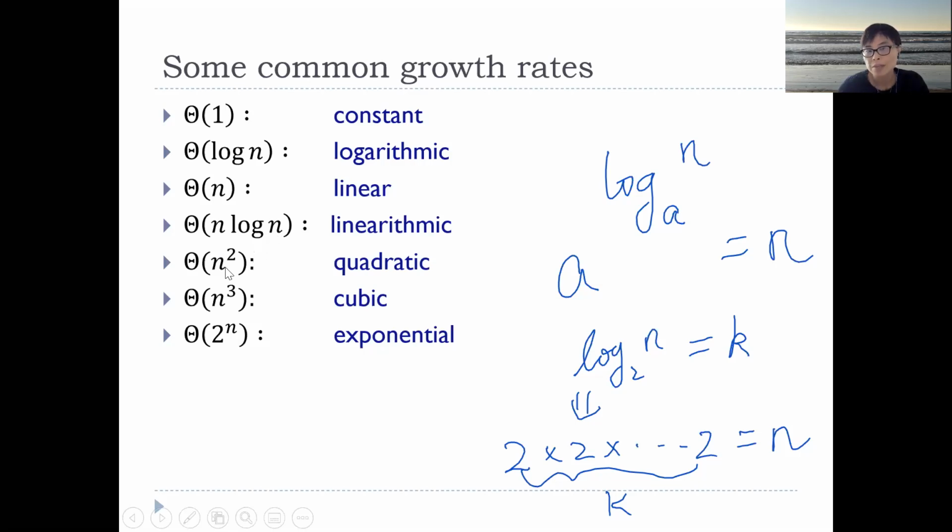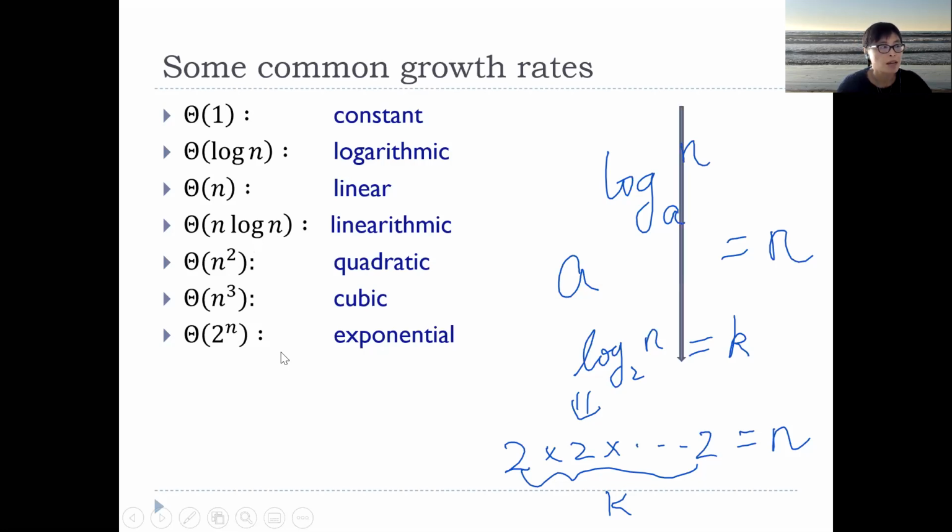A quadratic algorithm is n squared, and if the time complexity is on the order of n cubed, that's a cubic algorithm. And you can have a very inefficient algorithm, like the one we saw last time, a naive algorithm to tackle the clustering problem that takes exponential running time. Okay, so this is just some common growth rates.